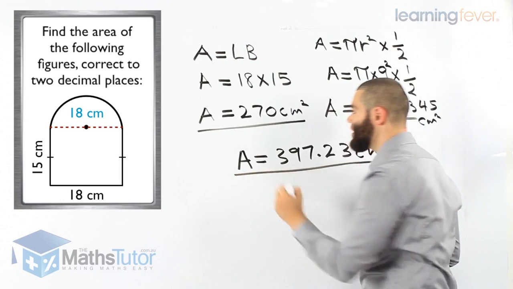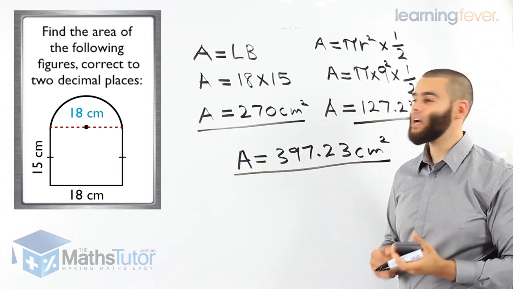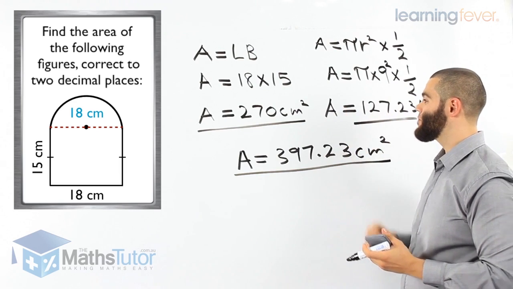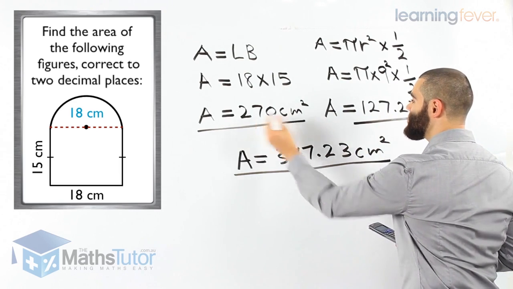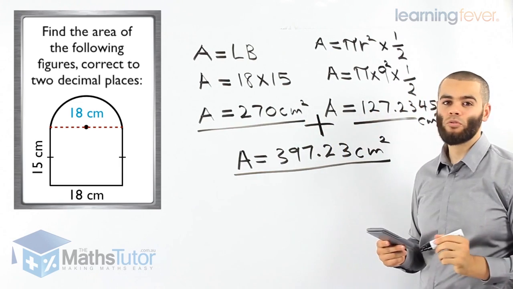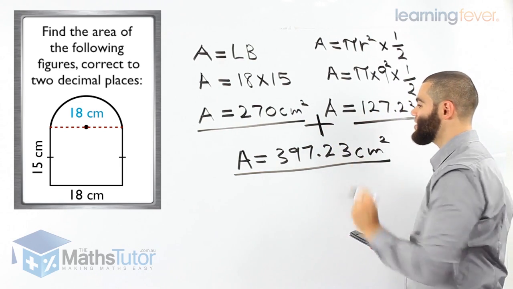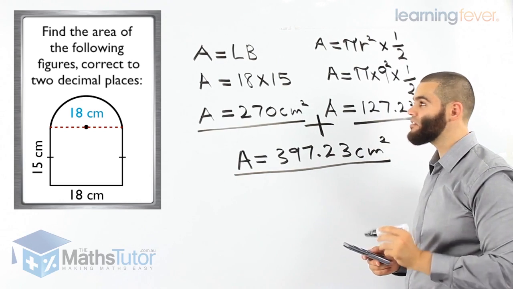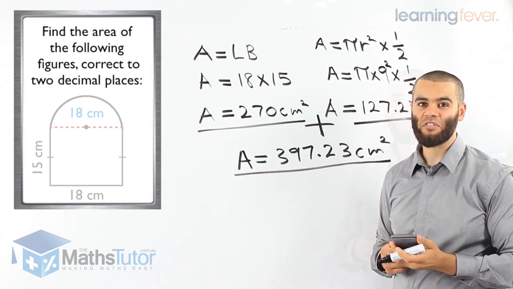This is the total area of this figure, made up of the rectangle and the semicircle, and then we add both of them up. 270 plus 127.23, and we get our answer, 397.23 square centimeters. Let's do another 2 examples.